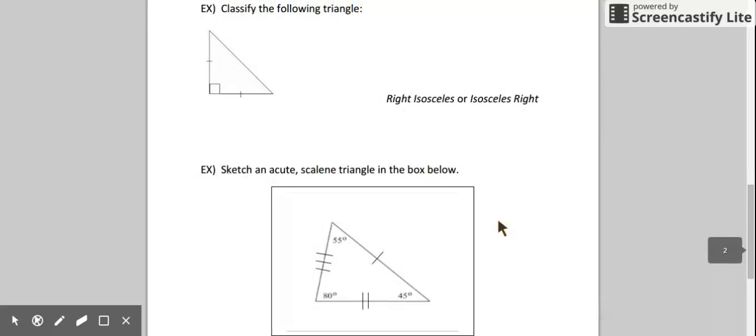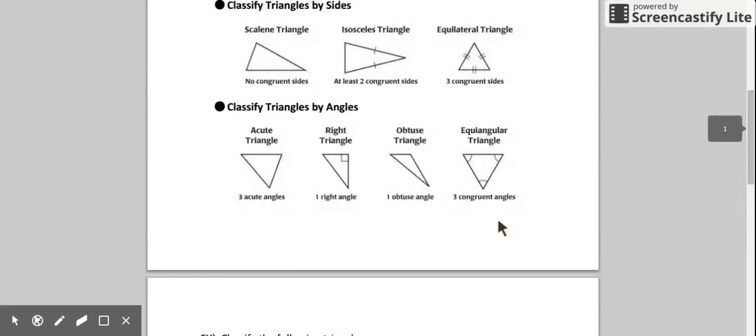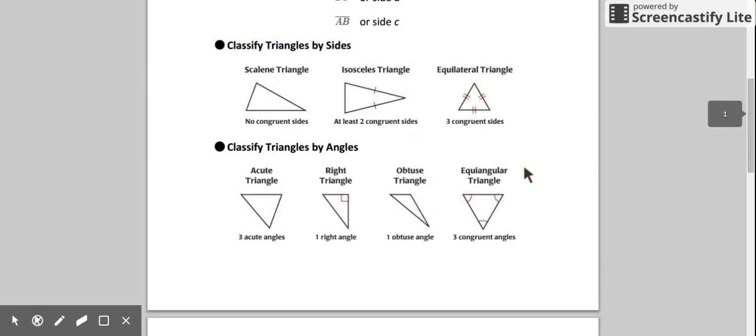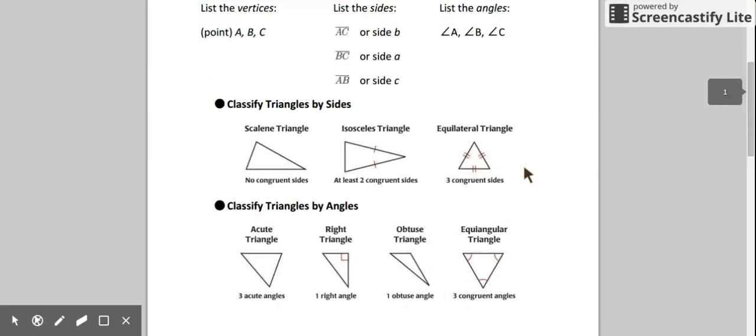So there's how we classify triangles. Seven different types based on angles or by sides. And then when we name them, we've got to name them by using classifications from these two lists. So we've got to classify them by both sides and angles.